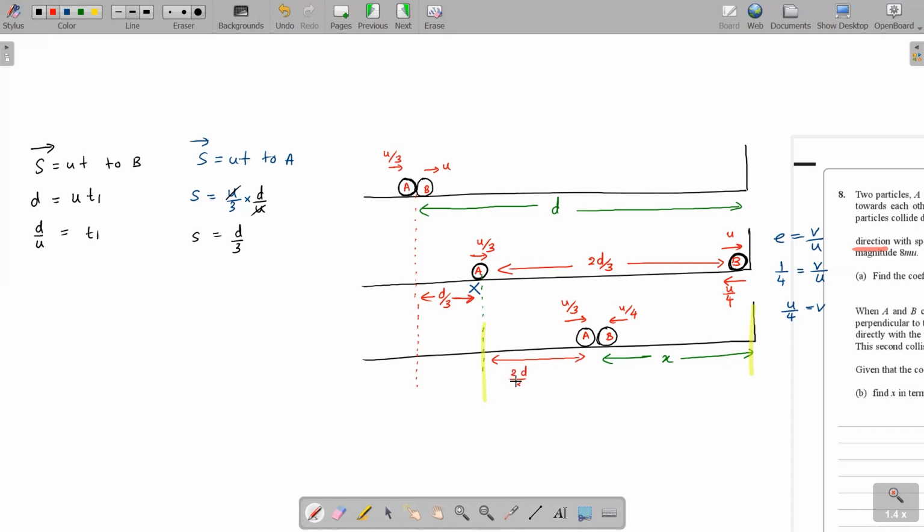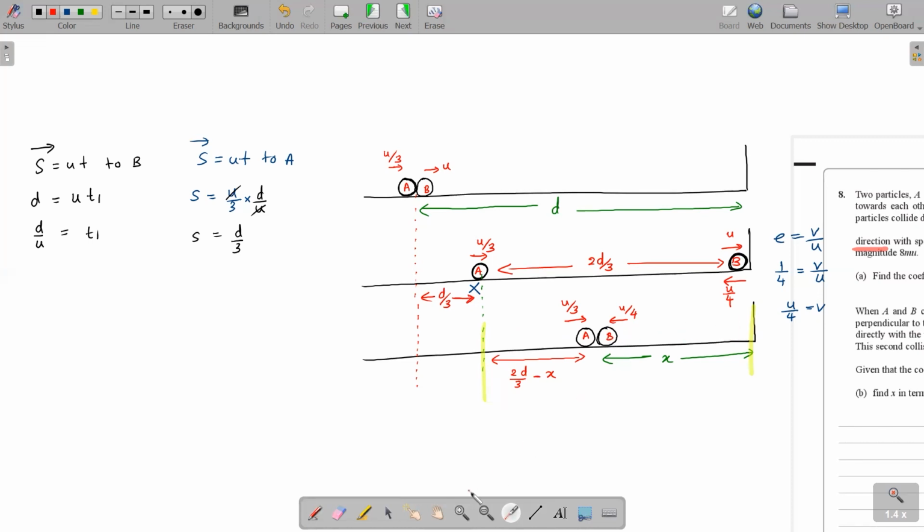2D over 3 minus x. Does that make sense to you? Look, this whole distance is 2D over 3, right? Are you watching this? The whole distance is 2D over 3, and this particular part between B and the wall is x. So from the entire 2D over 3, if you subtract this x, you get the distance that A has moved forward, for the second collision. Okay.